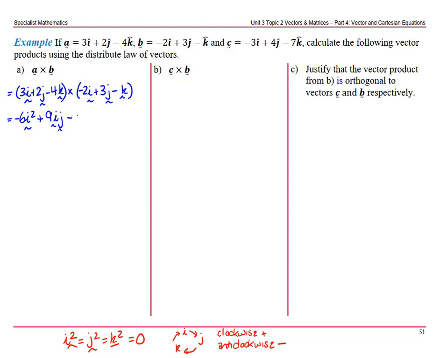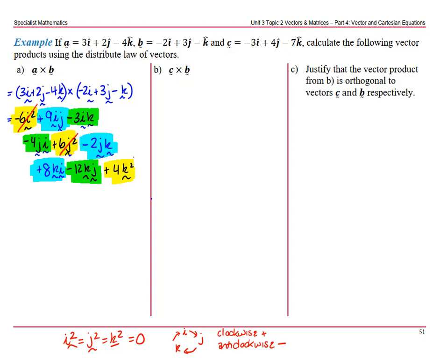3i times negative k is minus 3ik. Move on to the next one. I'm going to put it on the next line because of room. 2j times negative 2i is minus 4ji. 2j times 3j is plus 6j squared. 2j times negative k is negative 2jk. Finally, negative 4k times negative 2i is plus 8ki. Negative 4k times 3j is minus 12kj. And negative 4k times negative k is plus 4k squared.